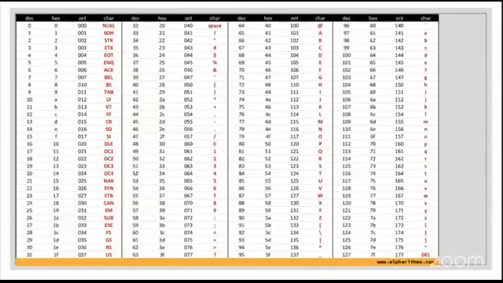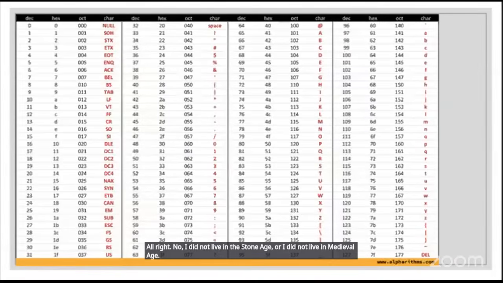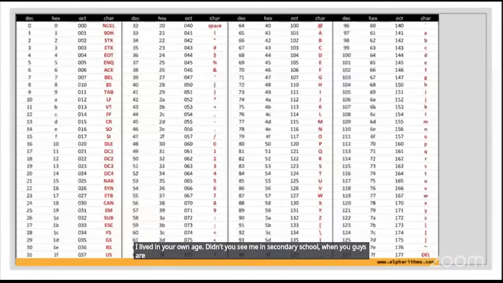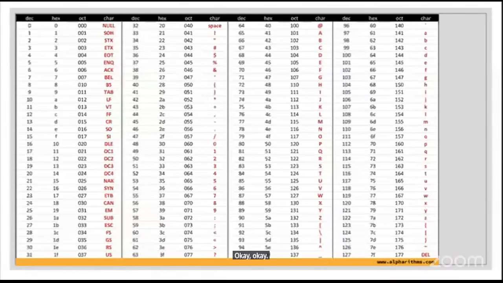All right. No, I did not live in the Stone Age. I did not live in the medieval age. I lived in your own age. Didn't you see me in secondary school when you guys were doing secondary school? Okay, I remember now. Most of you went through special centers. That's why we are seeing 300 and something in JAMB. Oh yeah, now we'll see as exam results start coming out.